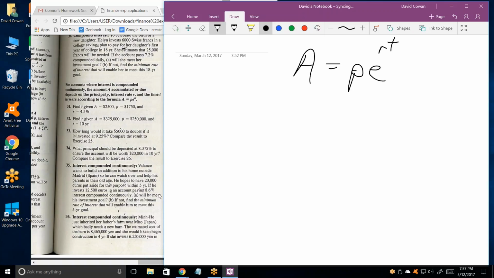Well, let's see. 20,000 equals 12,500. Continuous compounding, so it's E, R is 0.086, and T is 5.